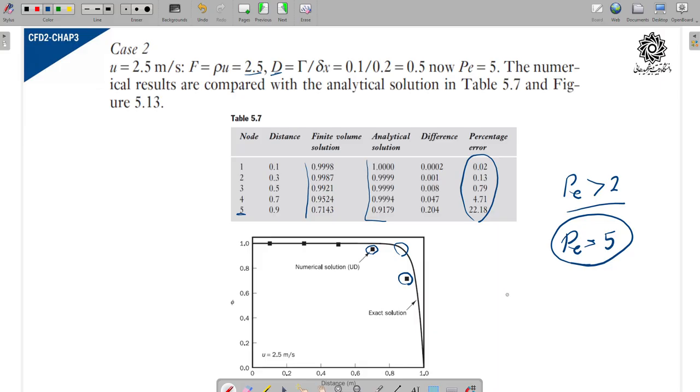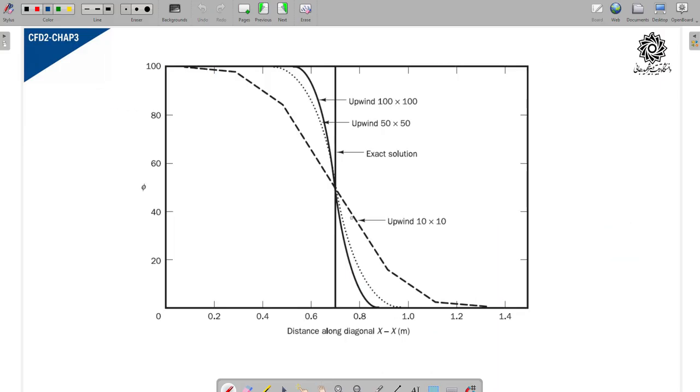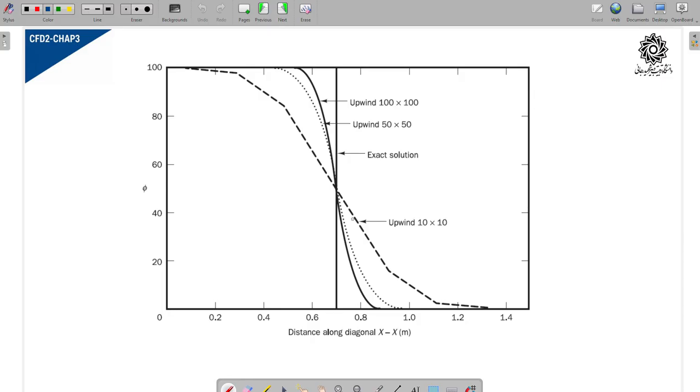In this case, the numerical results have large error, but we can reduce this percentage error by increasing the number of cells in this case. Okay.